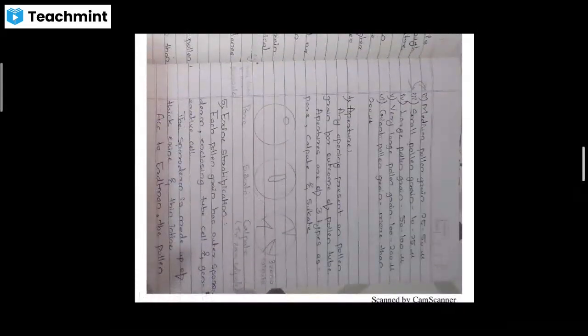Then the fourth point, according to pollen morphology, is the aperture. Aperture means the openings that are present on the pollen grains. According to the aperture, pollen grains are differentiated into three types.